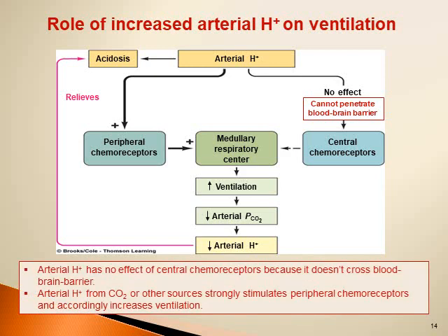Arterial hydrogen has no effect on central chemoreceptors because it doesn't cross the blood-brain barrier. Arterial hydrogen from carbon dioxide or other sources, and we are talking about hydrogen in the blood or in the arteries, strongly stimulates peripheral chemoreceptors and accordingly increases ventilation. So changes in blood pH adjust ventilation by their action on the peripheral chemoreceptors, not via action on the central chemoreceptors, because hydrogen in the blood cannot cross the blood-brain barrier.